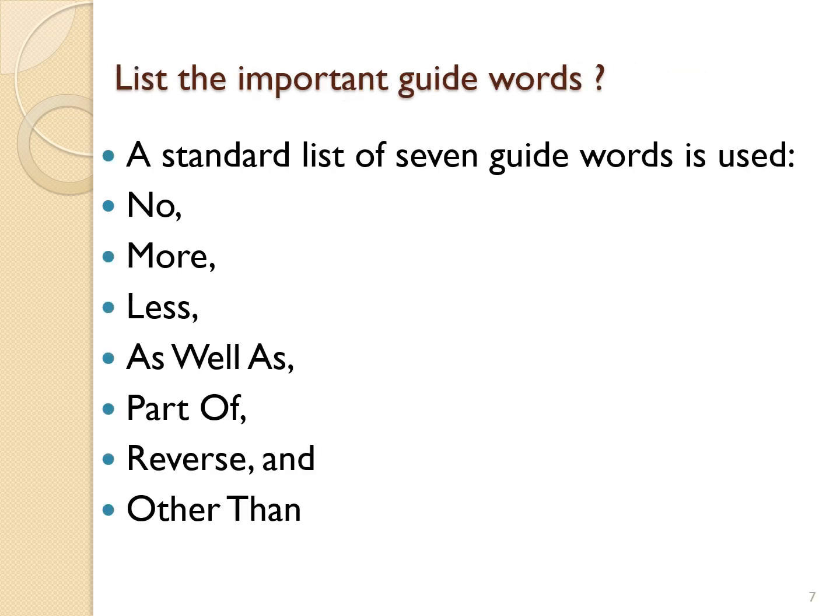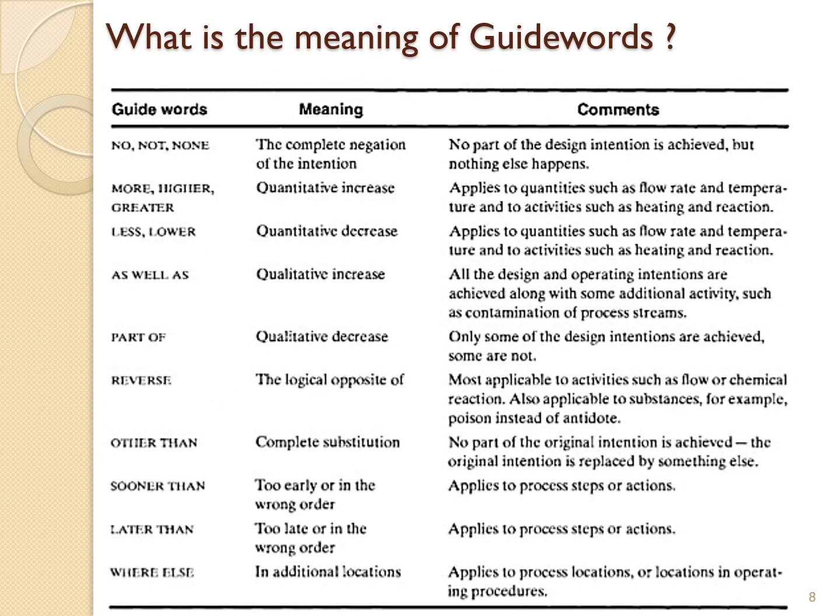The standard list of 7 guide words are no, more, less, as well as, part of, reverse, other than. What does each guide word mean? No, not, none, meaning the complete negation of the intention. More, higher, or greater, it is a quantitative increase. Applies to quantities such as flow rate and temperature and to activities such as heating and reaction. Less, lower, meaning quantitative decrease.